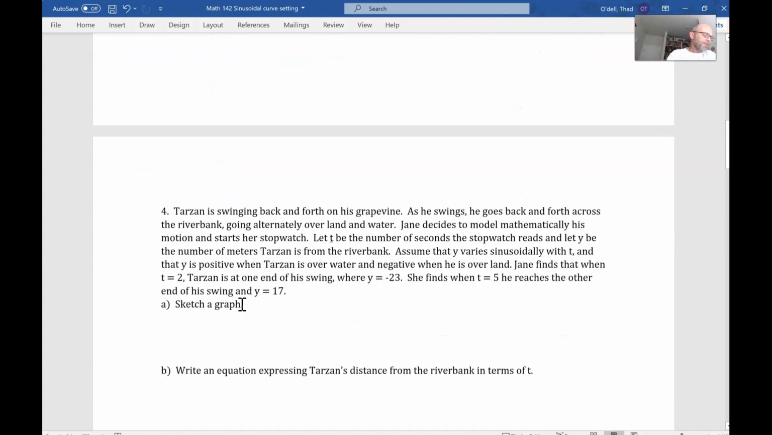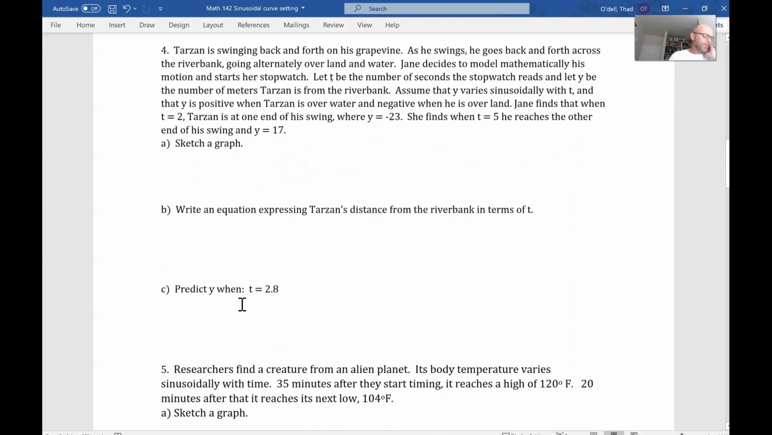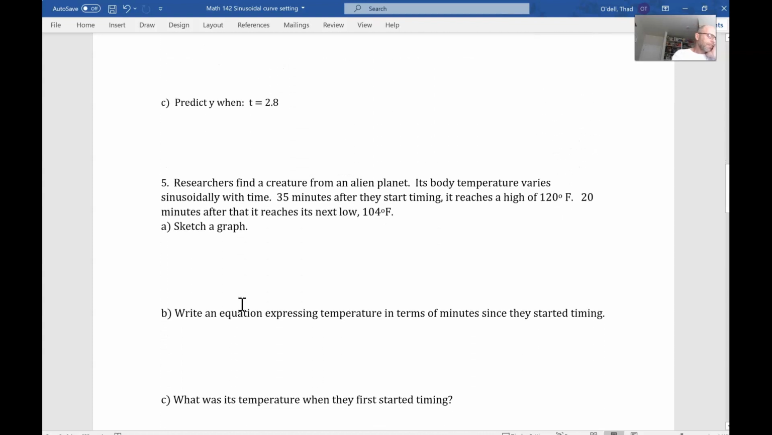Okay, moving right along. Tarzan, we did the Tarzan one in the Zoom meeting. So if you weren't there for the Zoom meeting, you should check that out. It's under the Panopto recordings in Canvas. So let's look at this one.